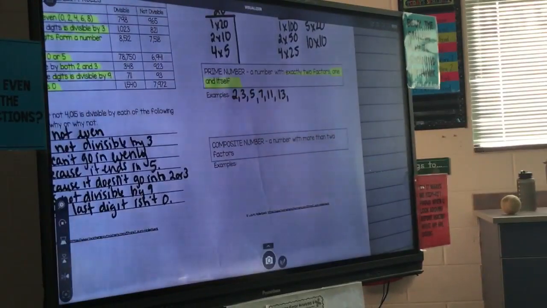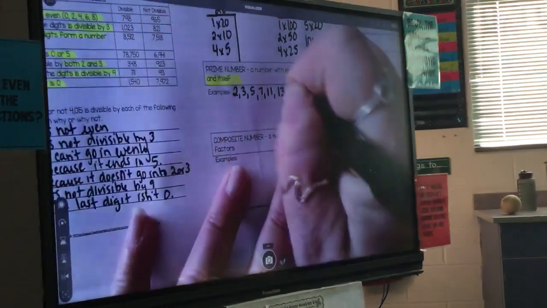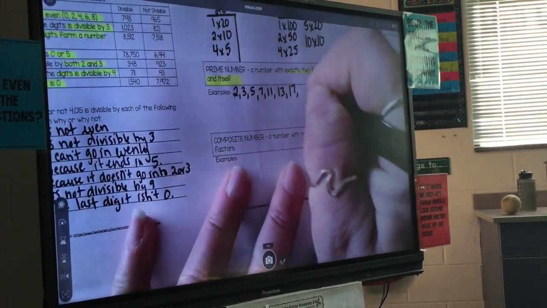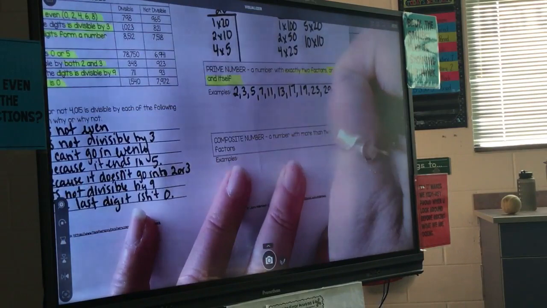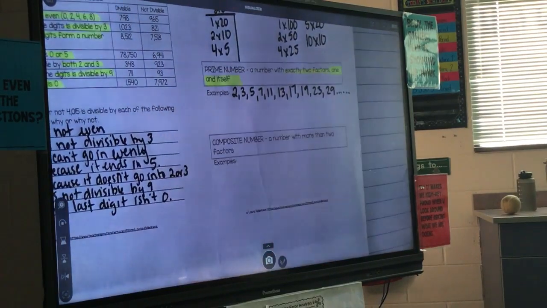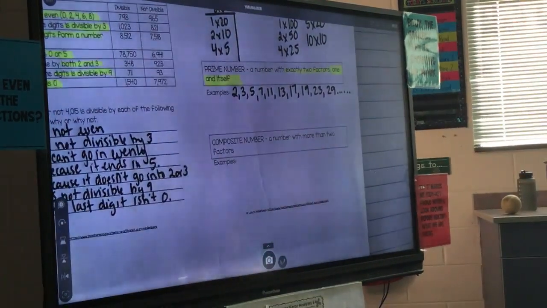Why does 15 not work? Because so far, other than 2, it's been all odd numbers. So why does 15 not work, Kira? Because 3 and 5 go into 15. So it's 3 and 5 and 1 and 15. Okay. We have 17. We have 19, 23, 29, and so on. We're not going to list all the prime numbers. We'd be here forever. So we don't.